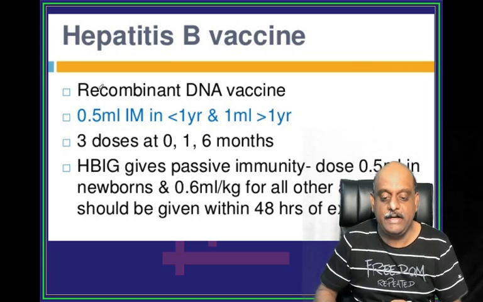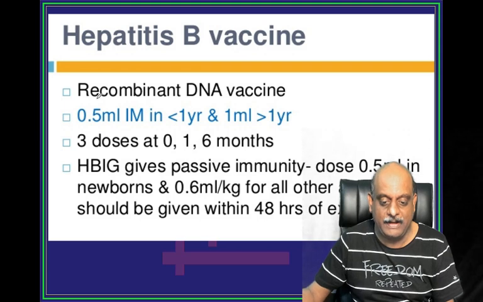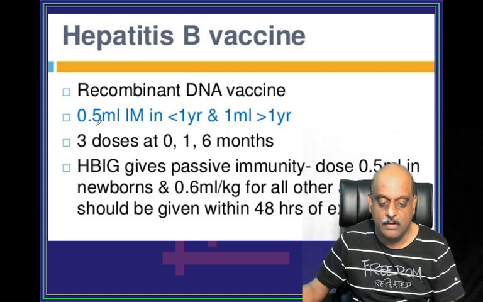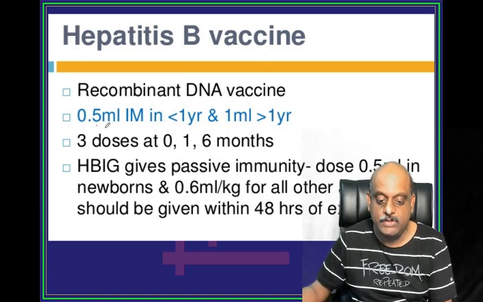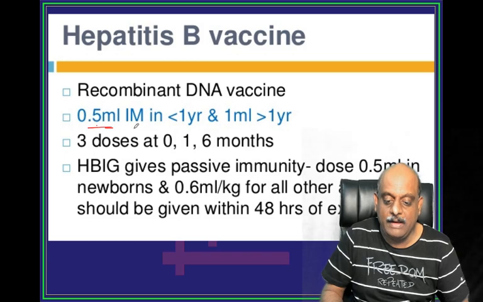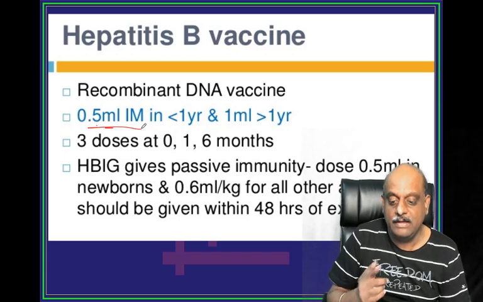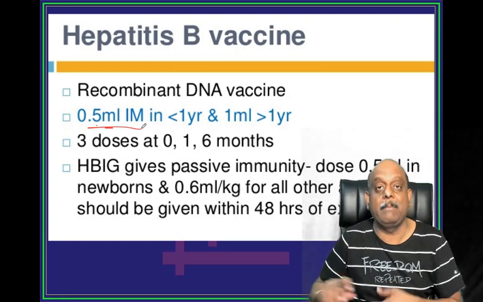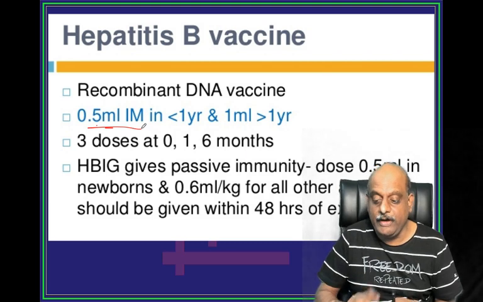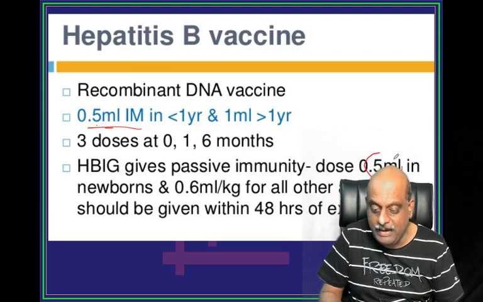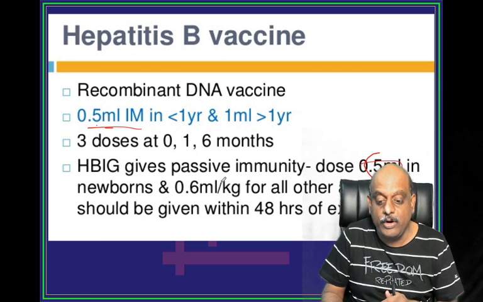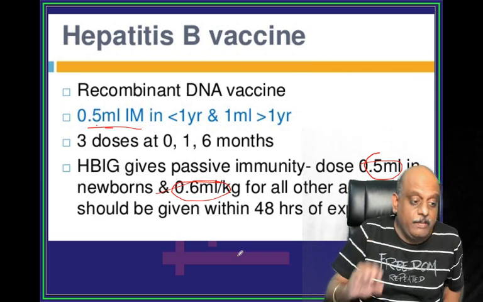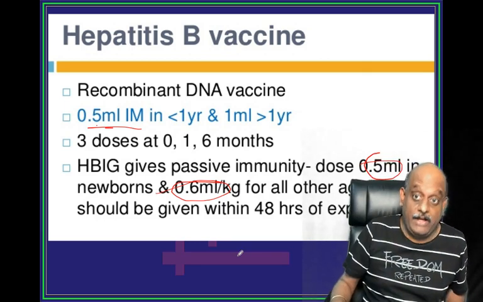So hepatitis B is a recombinant DNA vaccine. And how do you administer, doctor? 0.5 ml IM in less than 1 year, or 1 ml if the child's age is more than 1 year, is what you need to remember. You need to give a dose of 0.5 ml in newborns and 0.6 ml per kg for all other ages, and that is immunoglobulin. And it should be given within 48 hours of exposure. Very important.